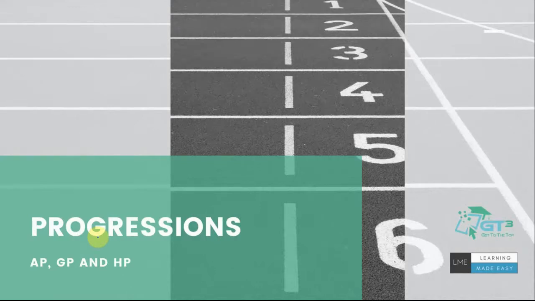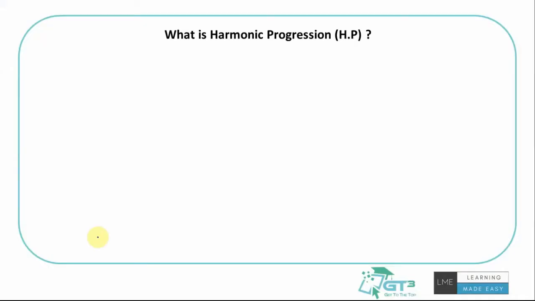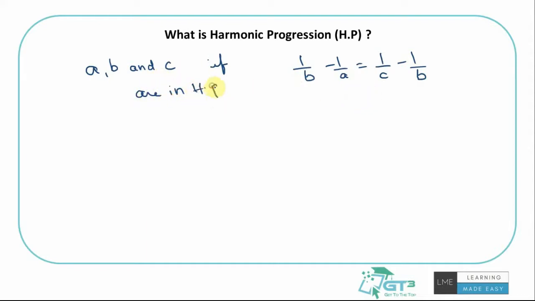So let's get started. What is harmonic progression? We say that A, B and C are in harmonic progression if 1 by B minus 1 by A is equal to 1 by C minus 1 by B. They are in harmonic progression if they satisfy this relationship.